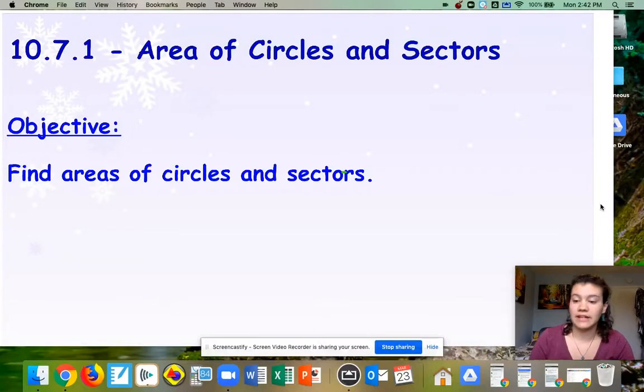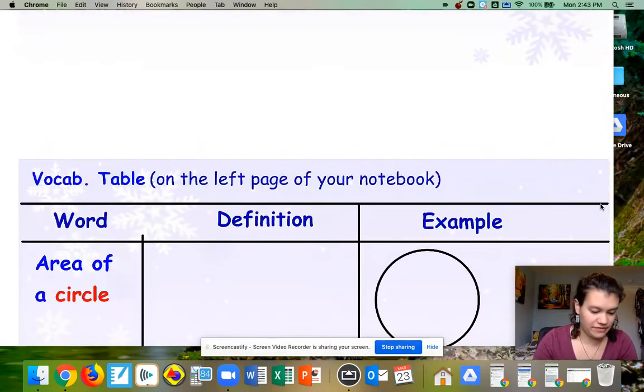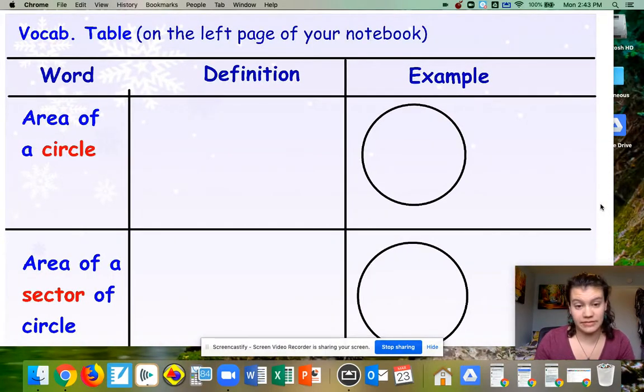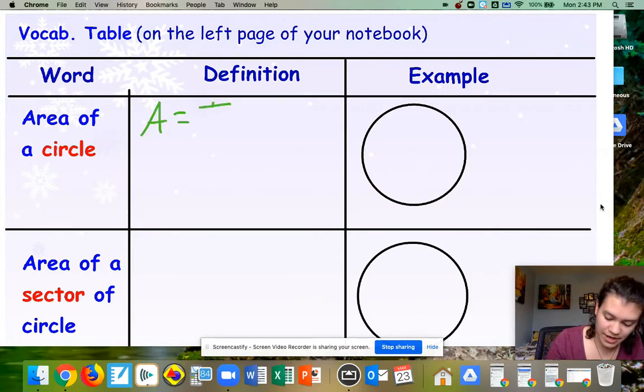All right, today we are finding the area of circles and sectors. So first off is going to be the area of a circle. This you have done before. So the area of a circle is equal to pi times the radius squared. So here r equals your radius.